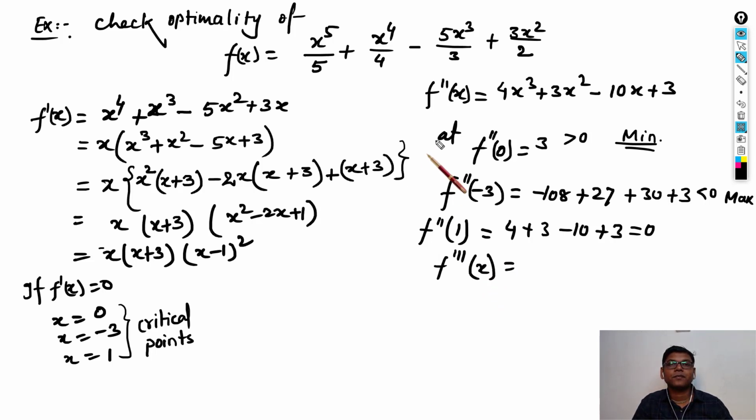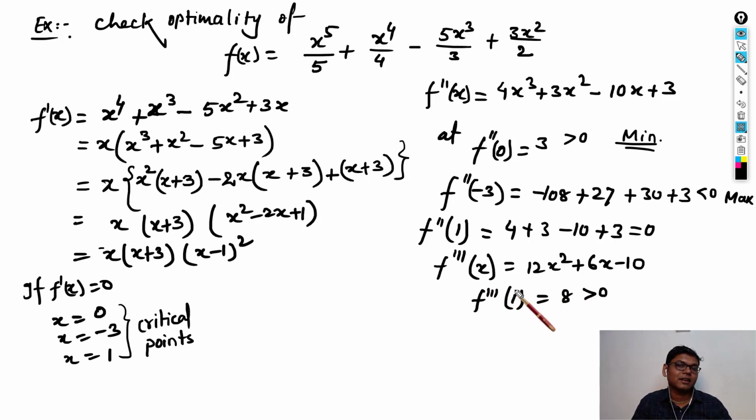So first of all, calculate f triple prime x, that is 12x square plus 6x minus 10. Now calculate f triple prime 1. Then you will get 12 plus 6, 18, minus 10, 8, which is greater than 0. Actually, this is not equal to 0. It's told that if f n x is not equal to 0 and n is odd number, here it is 3, which is odd number, if it is not equal to 0, that means it is a saddle point. So at 1 we are getting saddle point. So here we have got maxima, here we have got minima, here we have got saddle point.